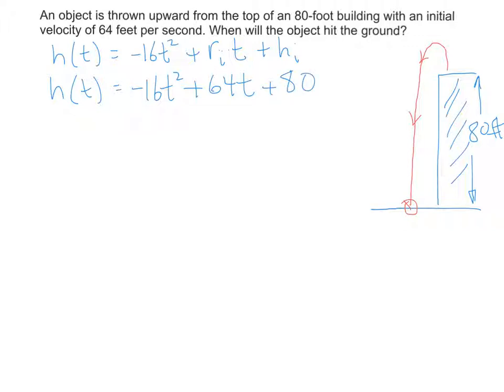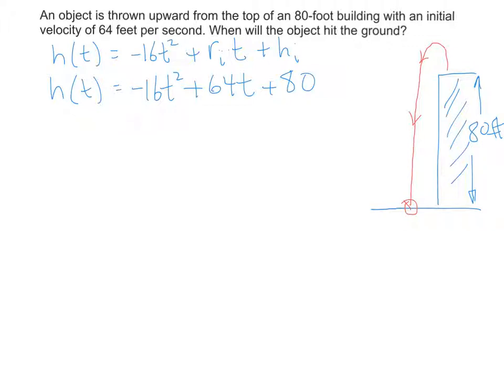Now what that really means is if you plugged in t being, let's say, 3 seconds, you would find what the height of that object would be 3 seconds after it was thrown upward from the top of the building. So this is the height at any given time, and it's a nice physics formula that you'll see a lot of in high school.